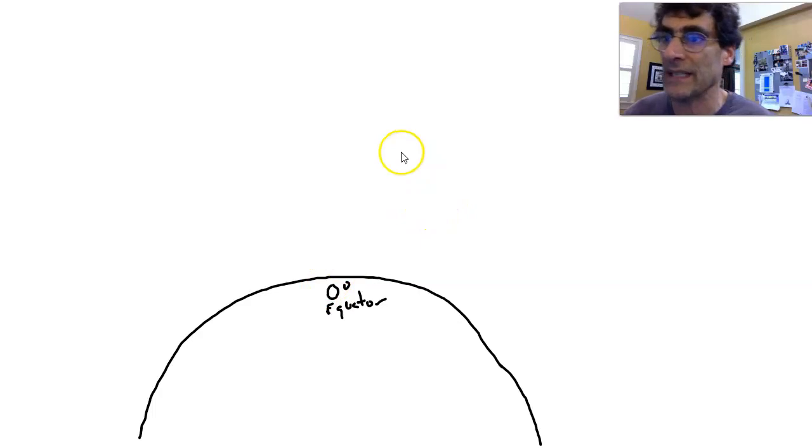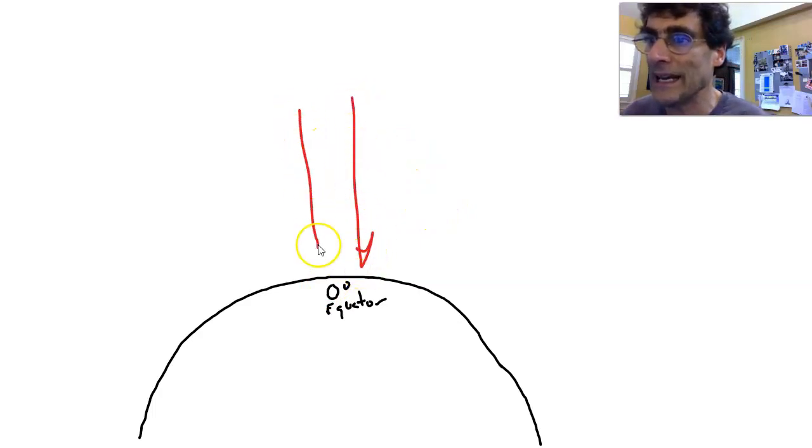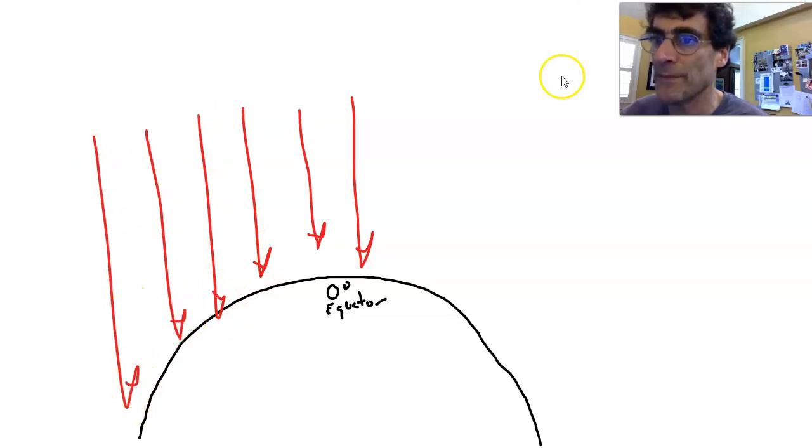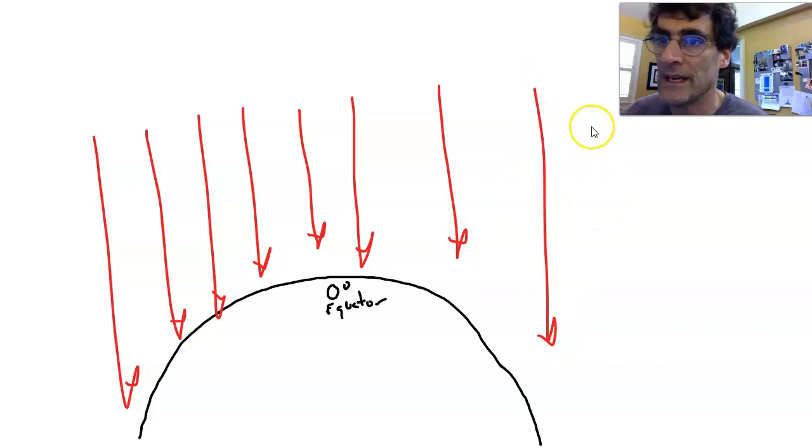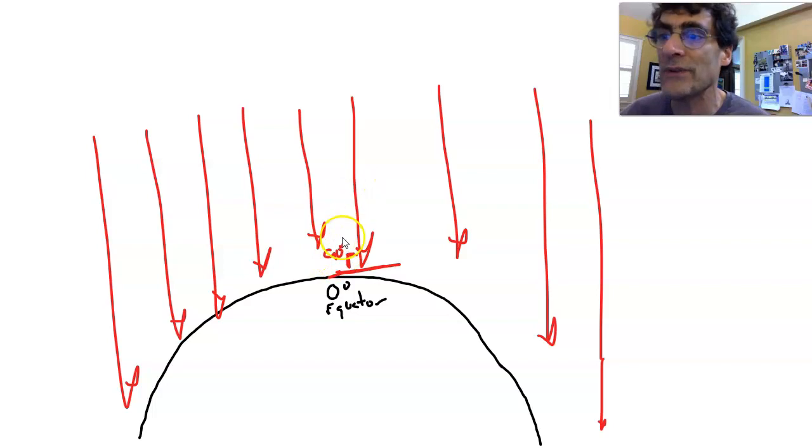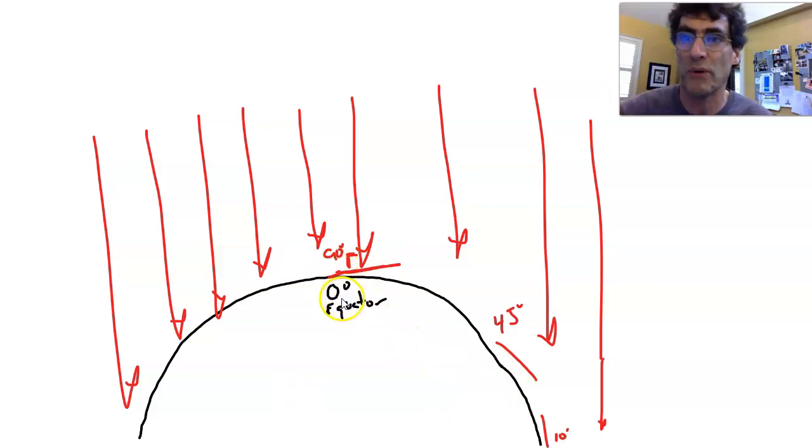In fact, don't draw these next lines, but we know that the sunlight is coming down in parallel rays from the sun. And at the equator, they're hitting the Earth at a right angle, right? That's 90 degrees, totally perpendicular. Over here, this might be a 45-degree angle, and over here, it might be a 10-degree angle. So that's why the sunlight is much more intense here, because it's not spread out as much. So it's always going to be hotter at the equator.